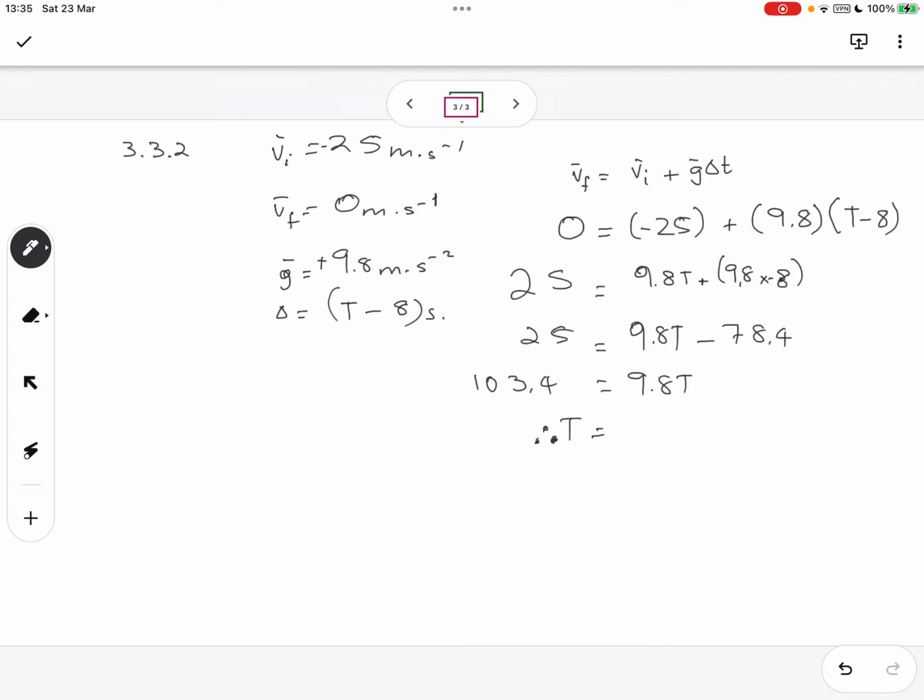So what's 103.4 divided by 9.8? It's 10.55 seconds. So at time t, our time should be 10.55 seconds.